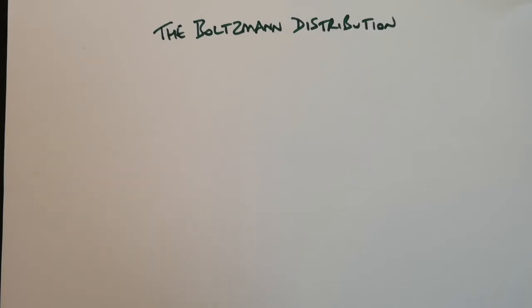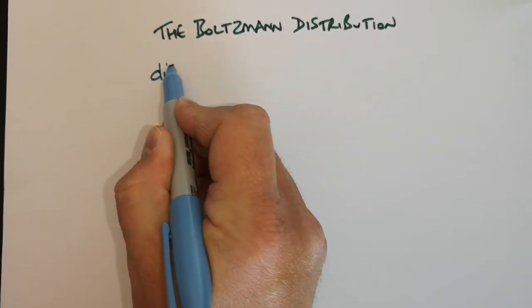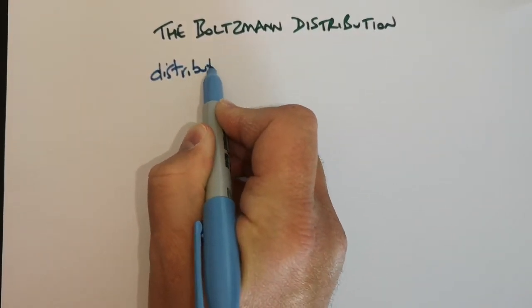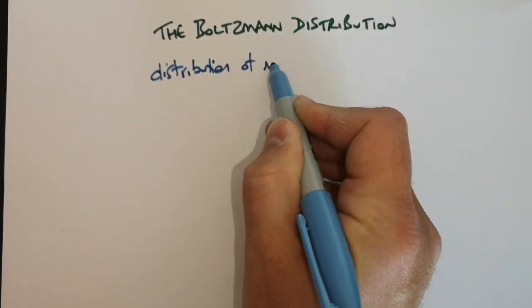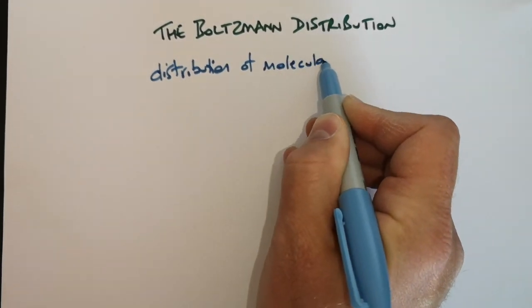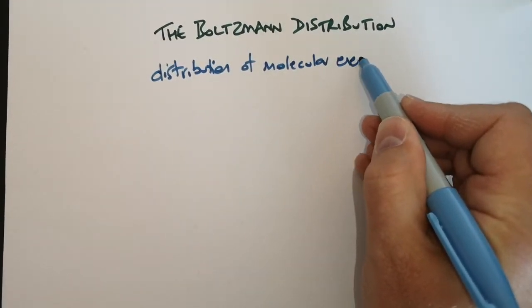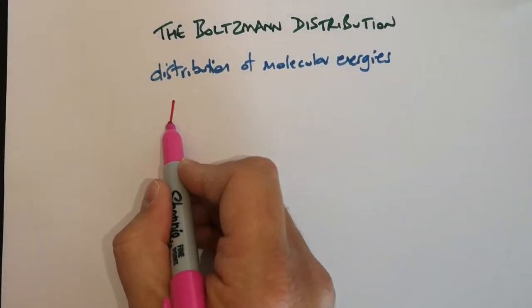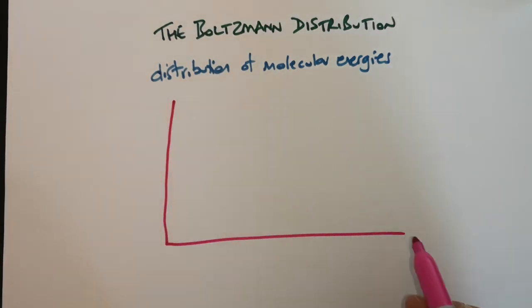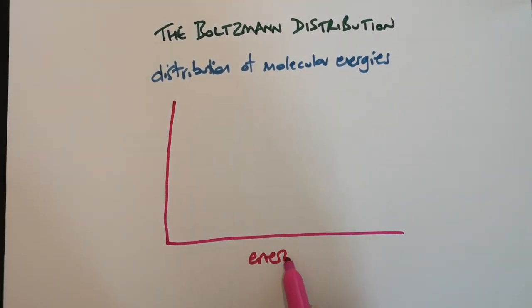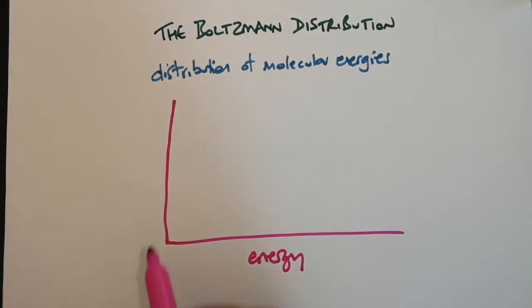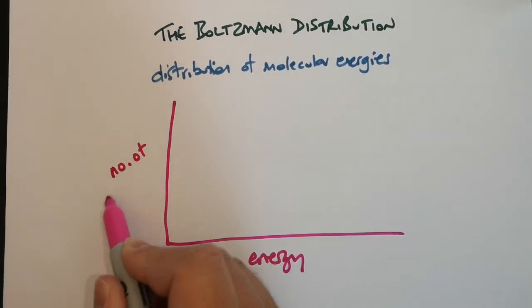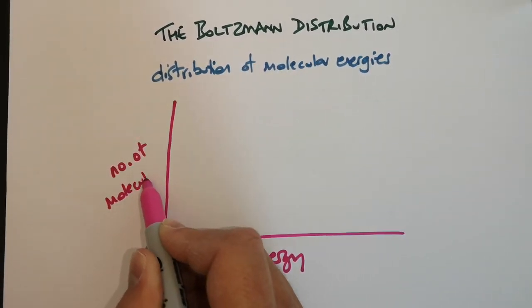In this video, we'll look at the Boltzmann distribution, or as you might have seen it, the distribution of molecular energies. So what that means is, what is the link between the energies of molecules and how many molecules have that energy? This is a graph. Okay, so this is how the graph looks. So you have energy on the x-axis and the number of molecules on the y-axis.